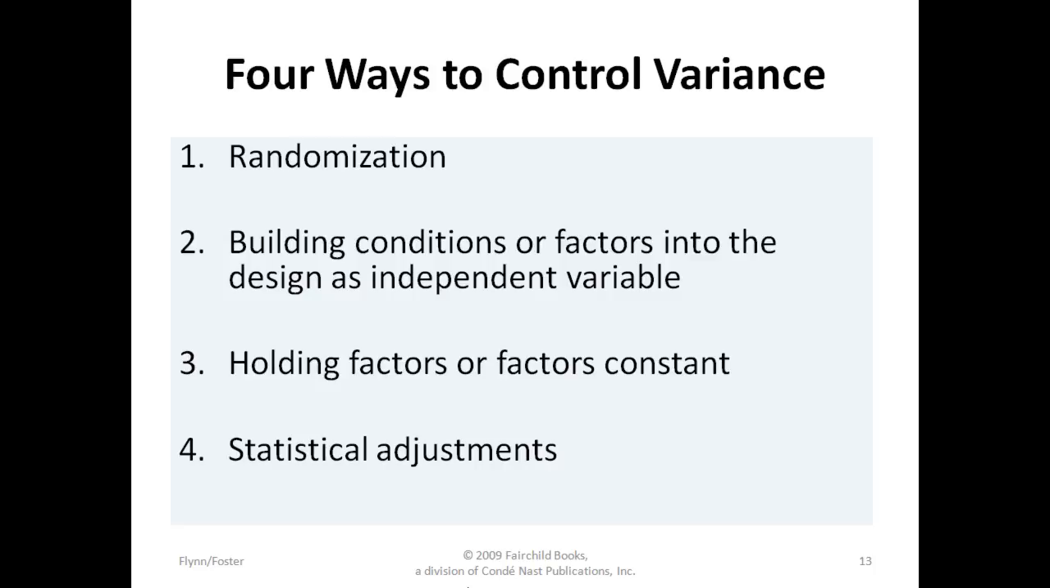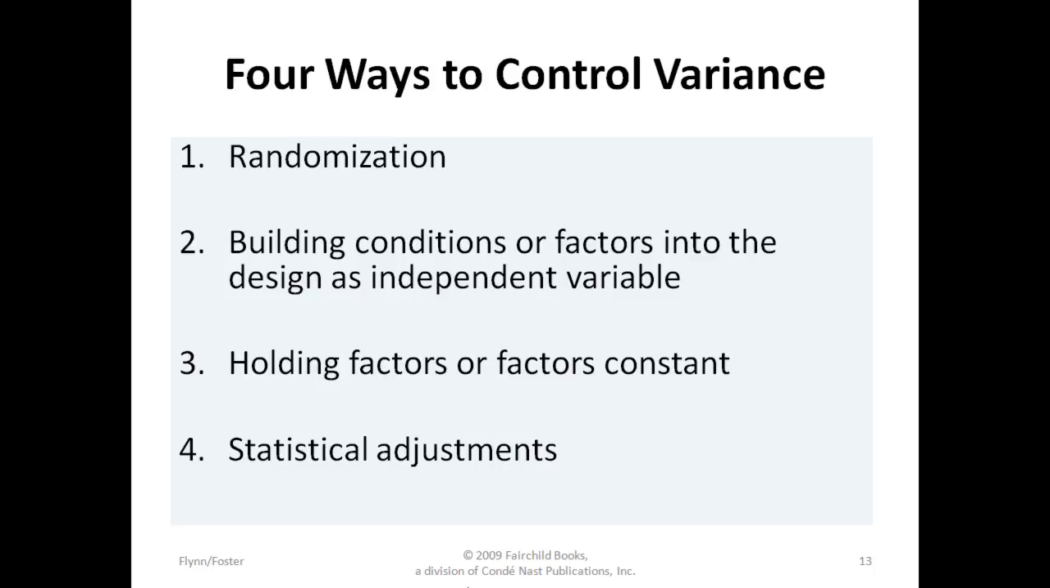Next, another way to control variance is building conditions or factors into the design as an independent variable. So building on our example that we just looked at, you could take your students that are in those 3 groups and you can look at their exam scores and add in a factor of ability level. So you could divide the students even more than the 3 groups. You could also divide them into 2 ability levels.